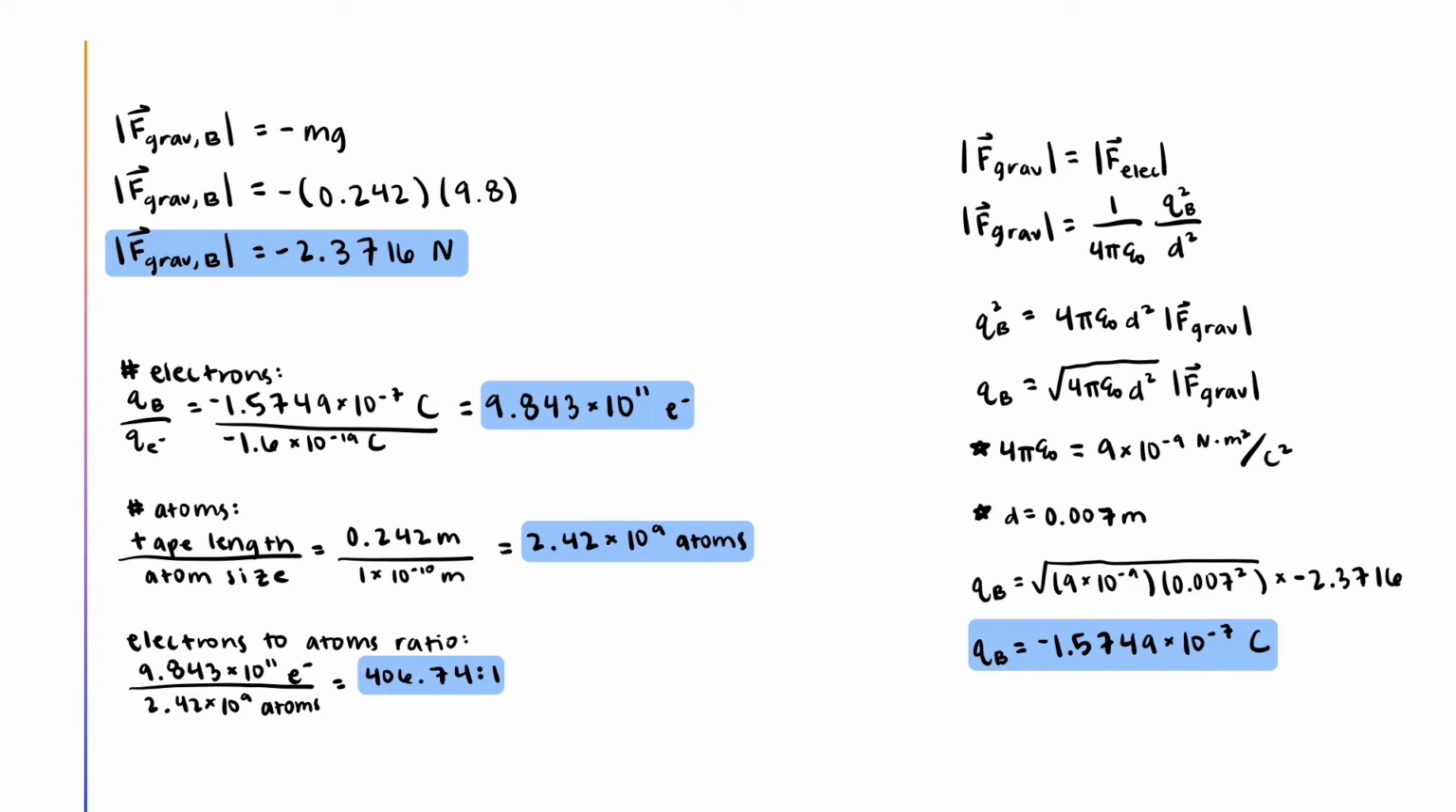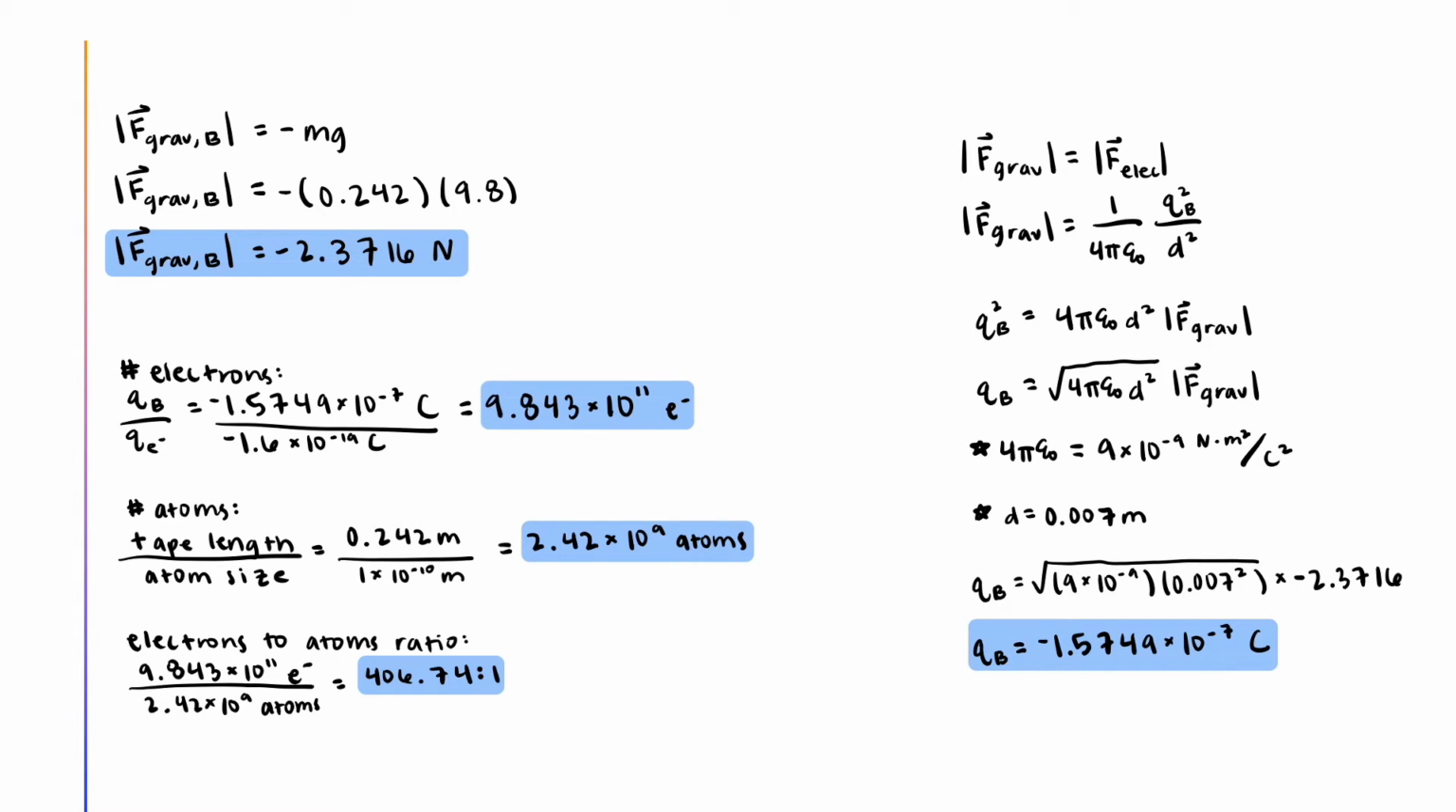And then on the right, we have set this equal to the electric force and plugged in the formula for the electric force of a point charge. And since both tapes are assumed to have equal charge, we just have QB squared instead of QA times QB. And that just simplifies our math a little bit and finds just the one charge. And then we have algebra, and then we just plug in our values, including the constants and the distance between the two when they started to float. We find that the charge on the top tape is negative 1.5749 times 10 to the negative 7th coulombs.